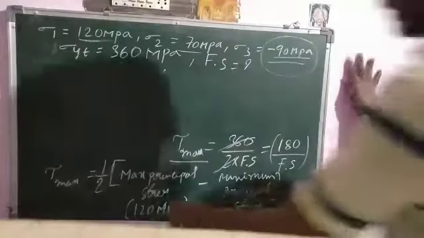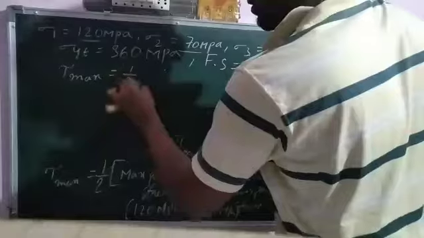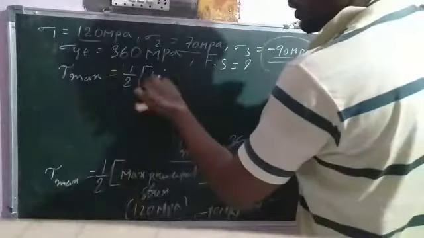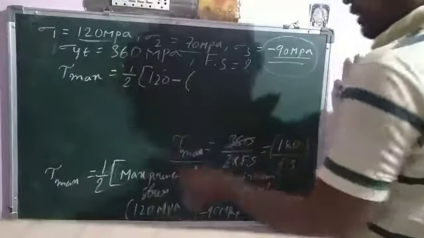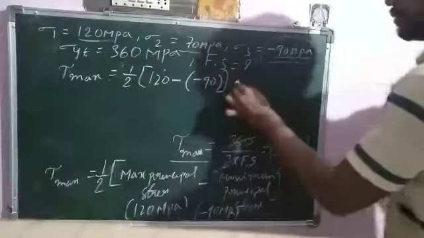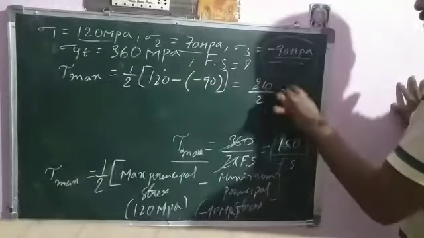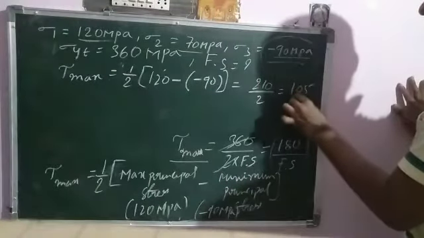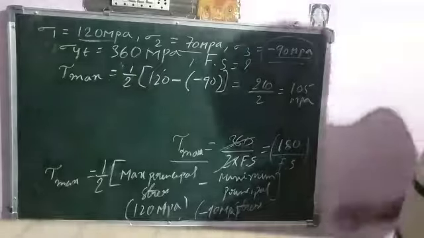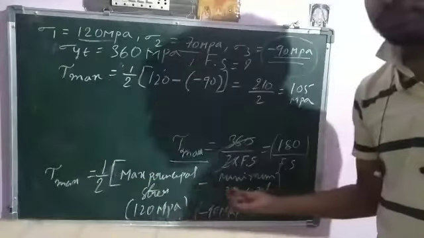Then we get tau maximum is equal to half of the maximum principal stress, 120 MPa, minus the minimum principal stress, minus 90 MPa. So minus into minus is plus. So 120 plus 90 is 210, divided by 2, so 105 MPa. So tau maximum is equal to half of the maximum principal stress minus the minimum principal stress.